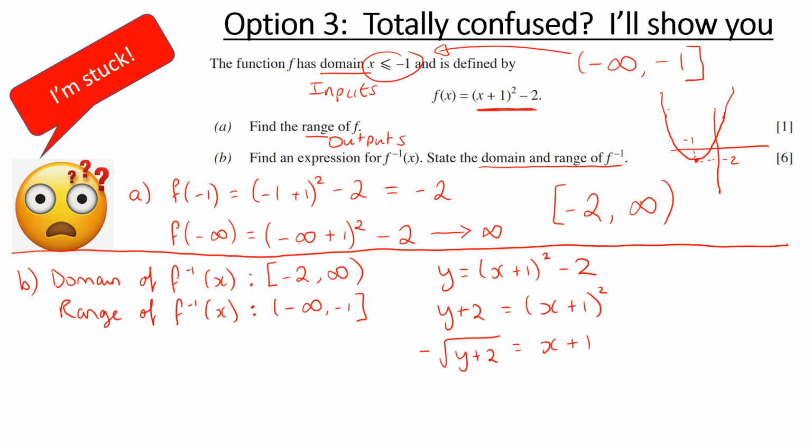But I'm going to have to take the negative square root, because that's the only way that I'm going to get these negative outputs. And then my last step, of course, would be to take the 1 over to the other side to get the x on its own. So I'm going to write minus root y plus 2. And then if I bring the plus 1 over, it becomes minus 1.